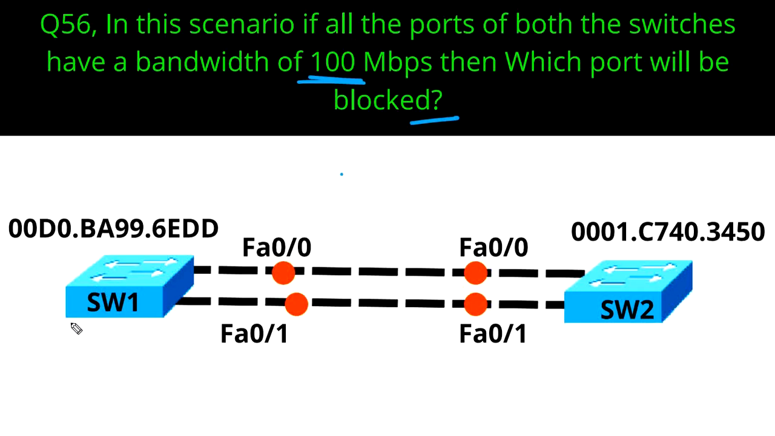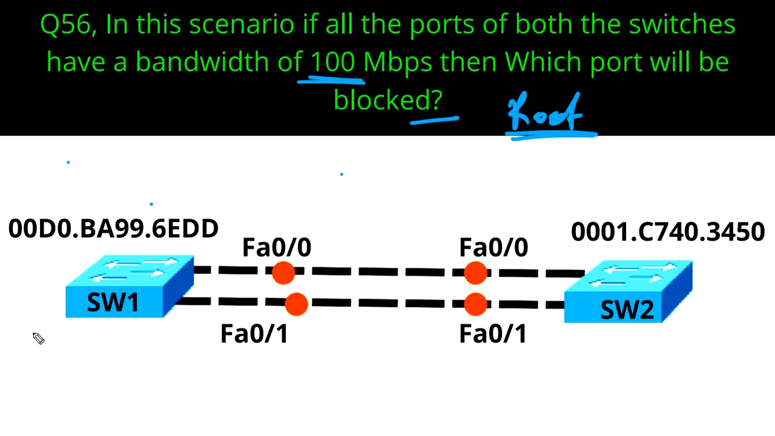So guys, as you can see in this scenario, we have two switches. Out of these, one switch will be elected as the root bridge switch. Which switch will be elected as root bridge? The one with the lowest bridge ID, or the best bridge ID. So what is bridge ID? Bridge ID is a combination of two things: priority plus base MAC address.